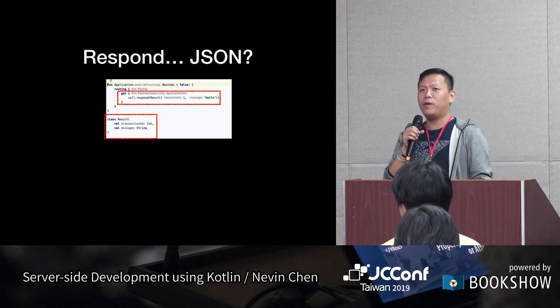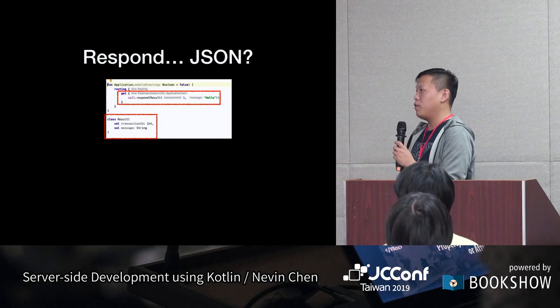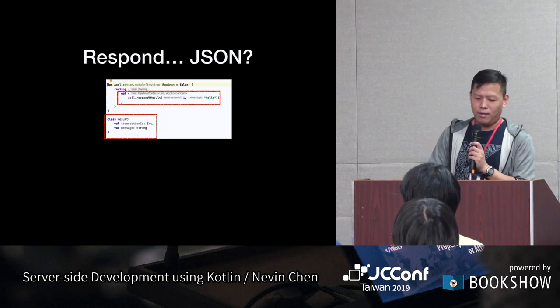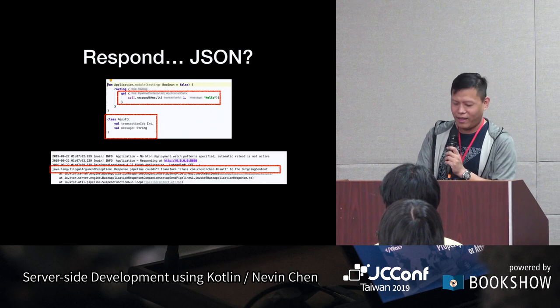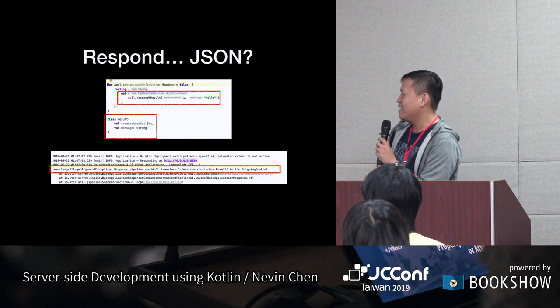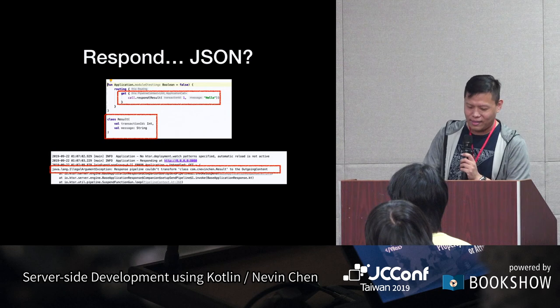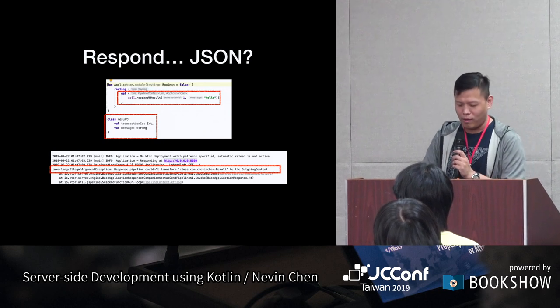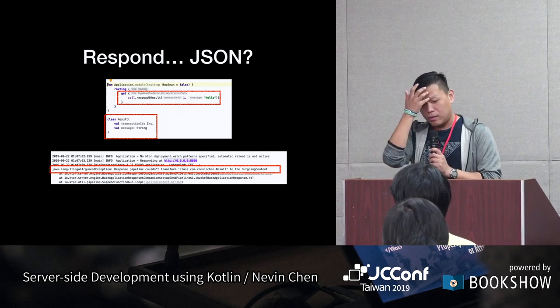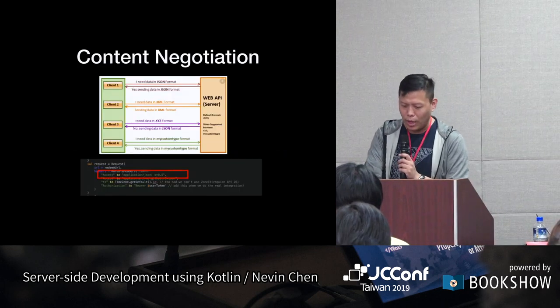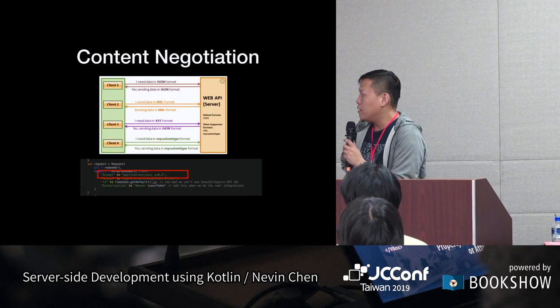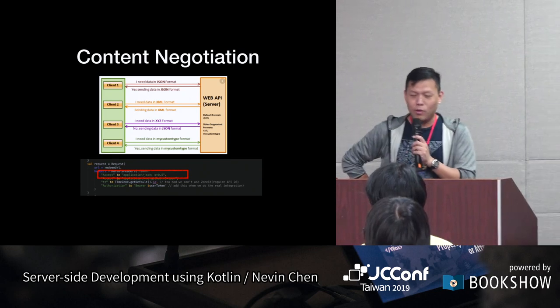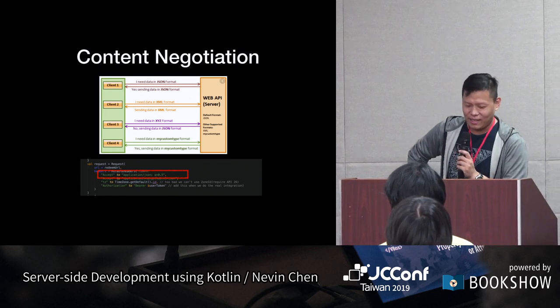If you're already familiar with Spring, if you use a REST controller, it should appear automatically. But in Kotlin, it doesn't have that. It says, I don't know how to map this class to my output. So how do I do it? You have to install something called content negotiation. I don't actually know what content negotiation is.